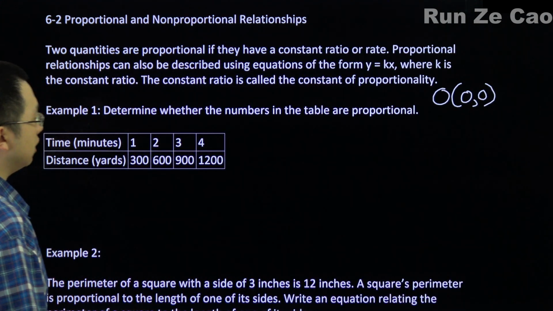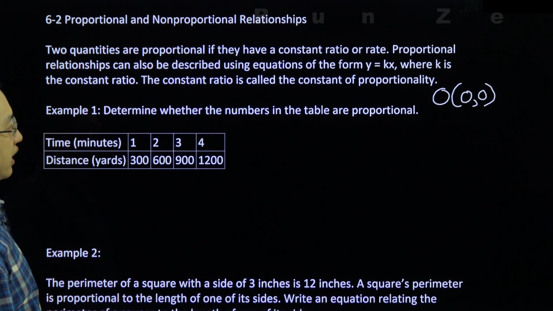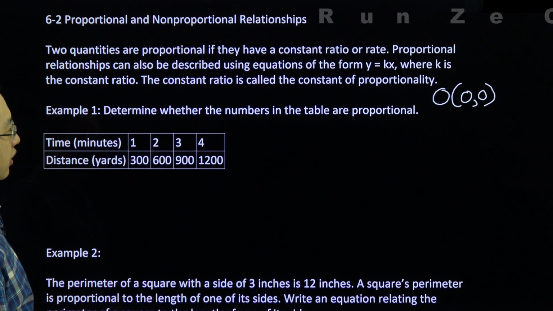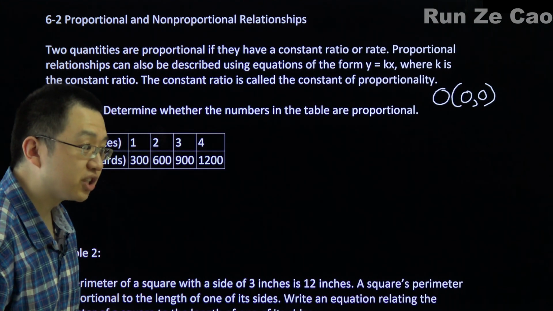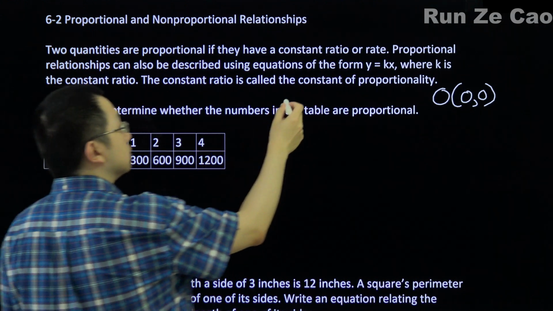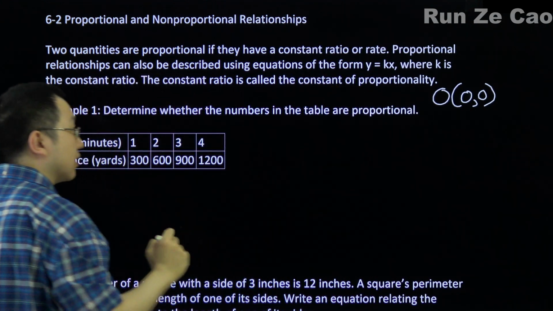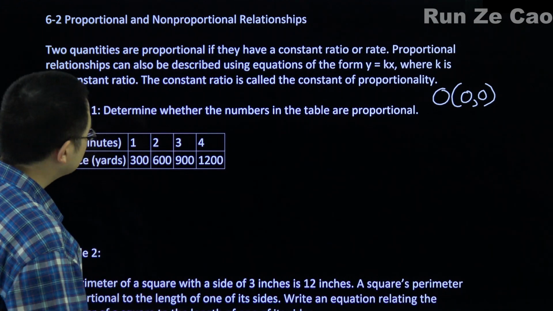The constant ratio is called the constant of proportionality. Realistically speaking, you will not encounter this term all that often, and you're probably going to get just the constant ratio instead. But you kind of have to know this term exists in case somebody decides to use it on you.